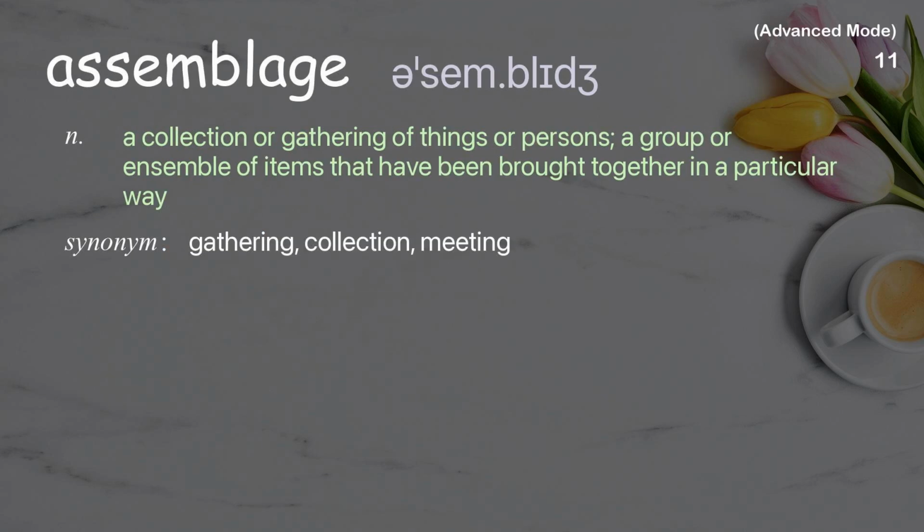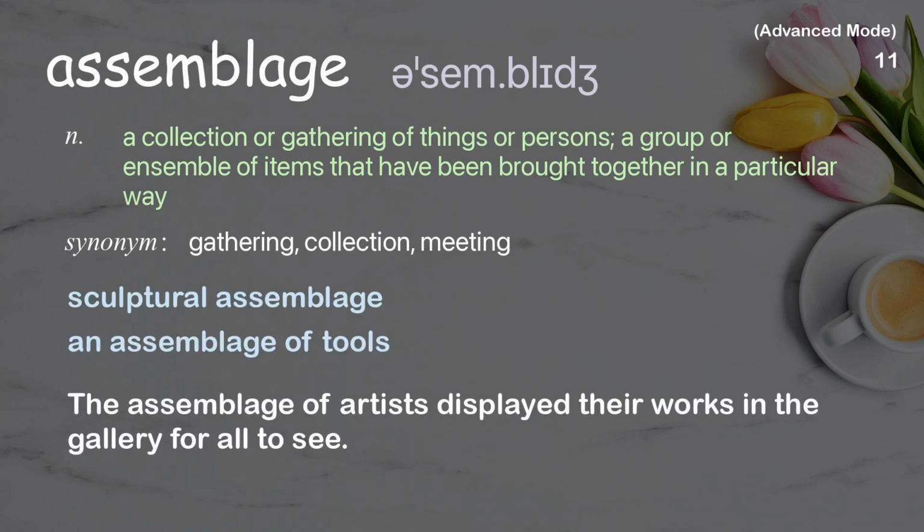Assemblage. A collection or gathering of things or persons, a group or ensemble of items that have been brought together in a particular way. Examples: Sculptural assemblage. An assemblage of tools. The assemblage of artists displayed their works in the gallery for all to see.